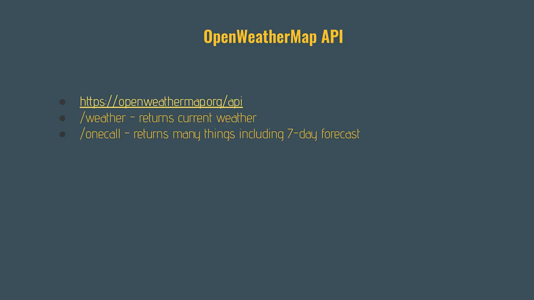The two endpoints we're using, one is /weather that will return us the current weather. We'll also be getting a lat-long location from that endpoint. And then we have the one call endpoint, which is kind of their new one-stop shop endpoint that can return a lot of different things, but we're going to be using it to get a hold of the 7-day forecast for our specified location.